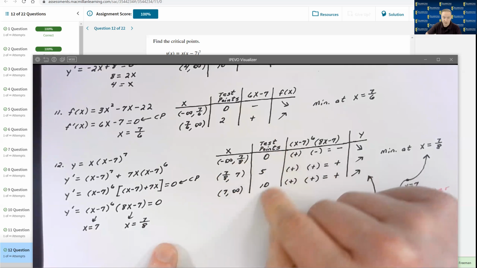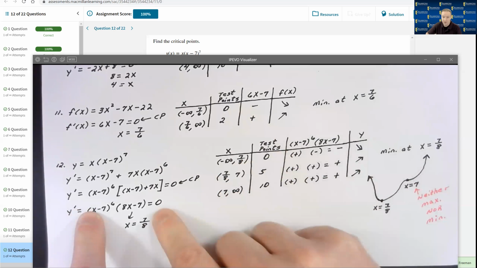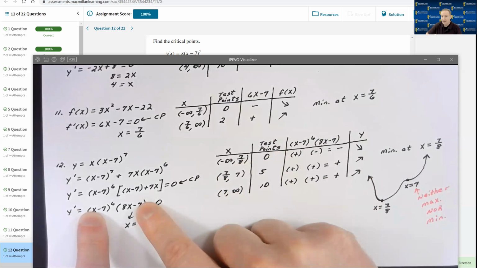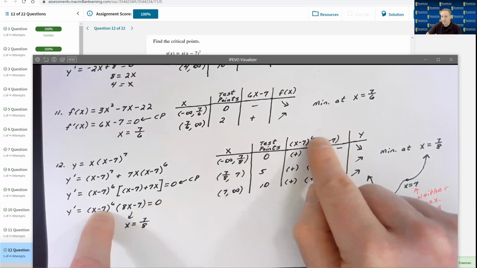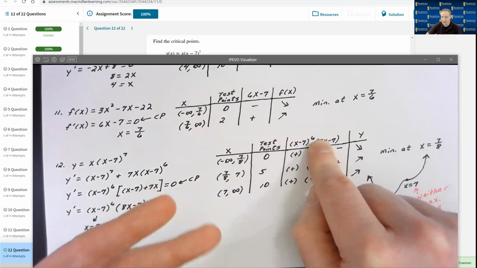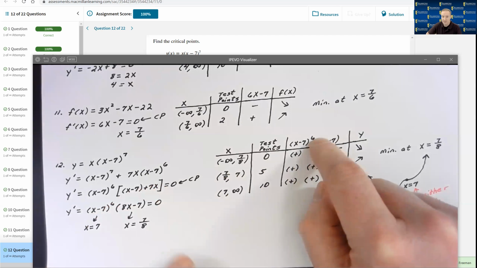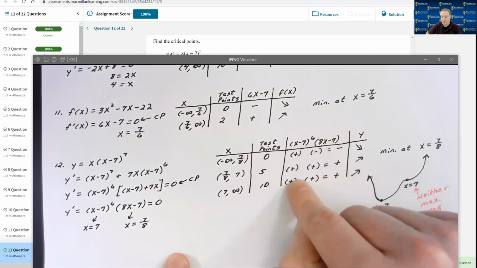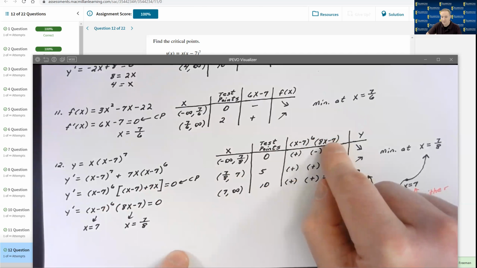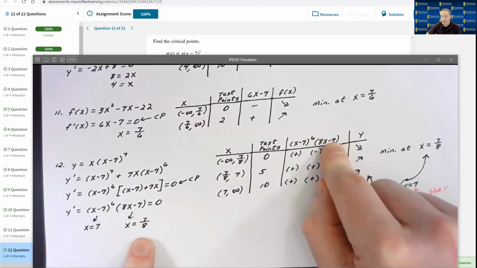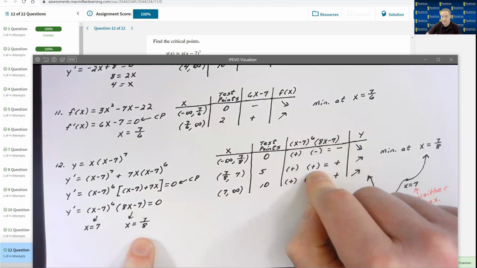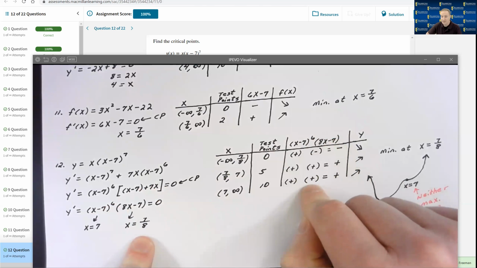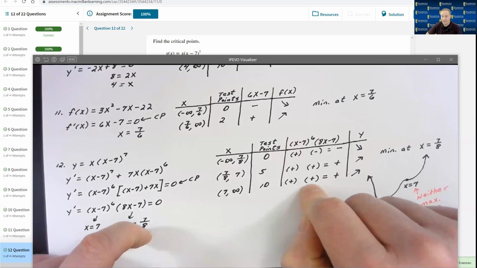Now, what are we doing with those test points? We're plugging them into our factored version of our first derivative. Now, I already know that x minus 7 to the 6th, no matter what value of x I plug into that, is always going to be positive because a number raised to an even power is positive. So no matter what test point I plug in, that first factor is positive. It's the second factor that's going to be changing signs. When I plug a 0 into it, it's negative. When I plug a 5 into it, you would have 40 minus 7, which is positive. When I plug a 10 into it, it's even more positive. It'd be 80 minus 7.